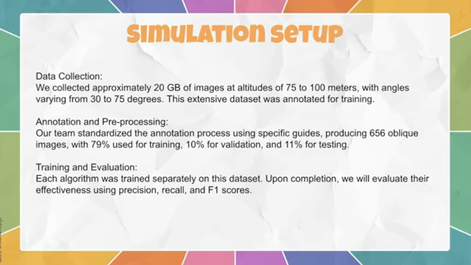The second step is annotation and pre-processing. Our team standardized the annotation process with detailed guidelines, resulting in 656 oblique images. We allocated 79% of these images for training, 10% for validation, and 11% for testing. Last but not least, training and evaluation. We trained each algorithm on this dataset independently. Following the training phase, we assessed the performance using metrics such as precision, recall, and F1 scores.